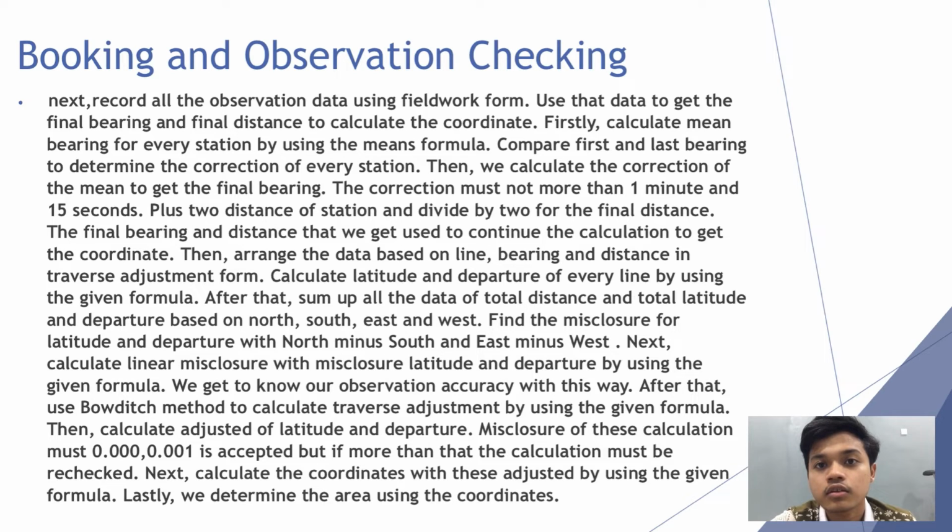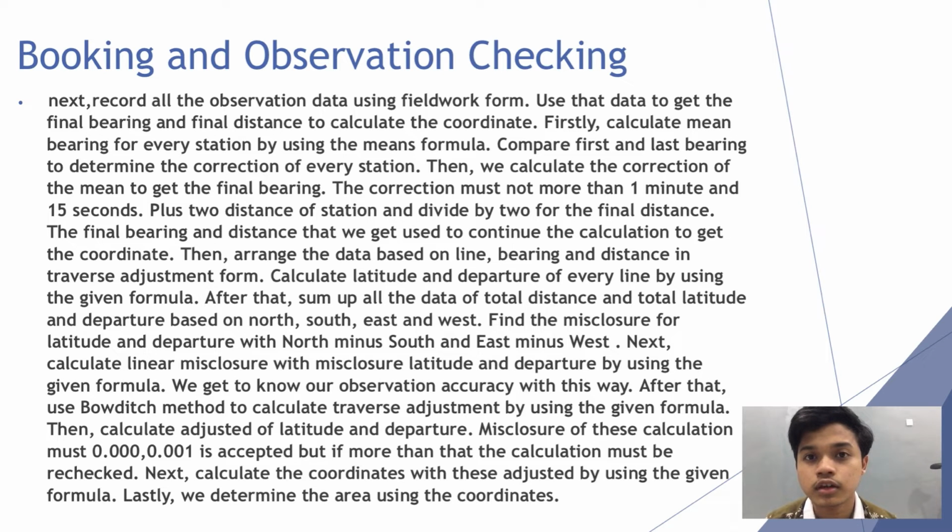Calculate the latitude and departure of every line by using the given formula. After that, sum up all the data of total distance and total latitude and departure based on north, south, east, and west, and find the misclosure for latitude and departure with north minus south and east minus west. Next, calculate the linear misclosure with the misclosure of latitude and departure by using the given formula. We get to know our observation accuracy this way.